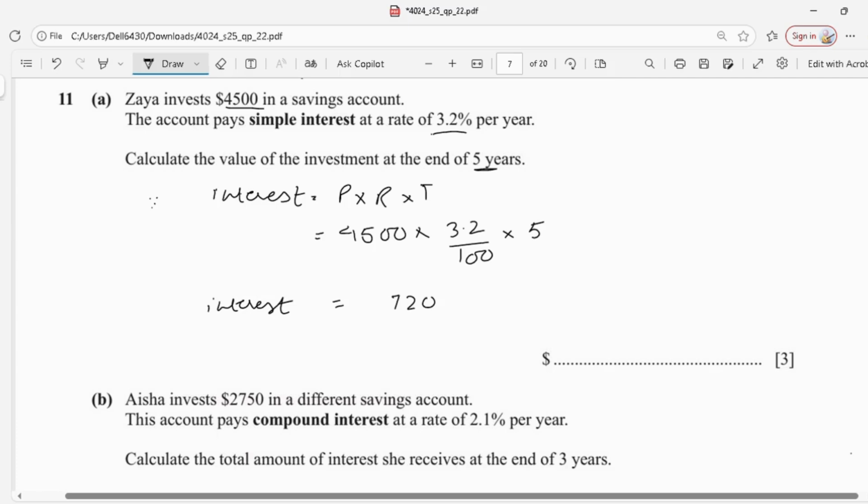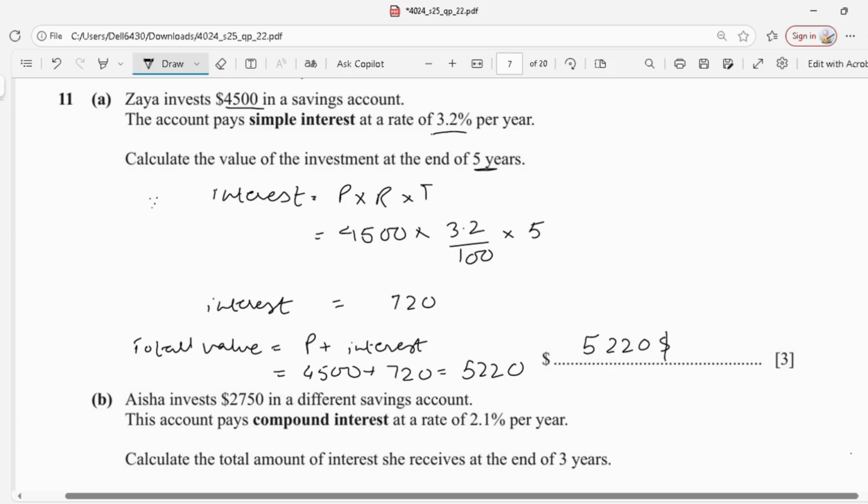We have to find the investment at the end of the 5 years. So the total value of the investment will be P plus interest. P is 4,500 and interest is 720 in 5 years. So the total is 5,220. So the total investment at the end of 5 years will be $5,220.